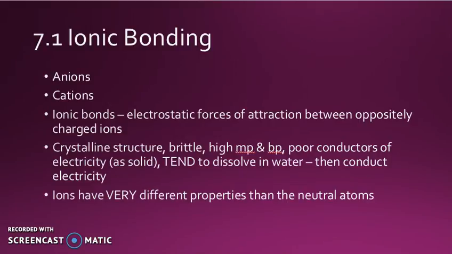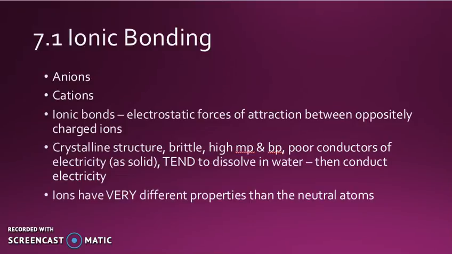Ionic bonds are just caused by the positive and negative attraction of the ions once they've formed. Ionic compounds have a crystalline structure, so a regular repeating pattern of the ions. They tend to be very brittle, have very high melting and boiling points, and as a solid are very poor conductors. They won't conduct electricity in solid form, but if they are melted or dissolved in water, then they will conduct electricity because their ions are free to flow.